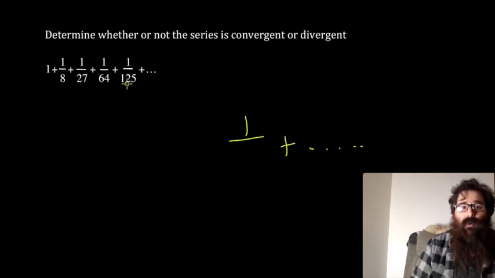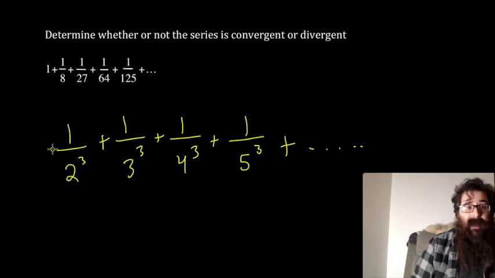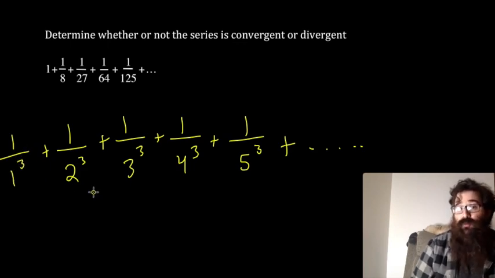But 1 over 125 is 5 times 5 times 5, or that's 5 cubed. 1 over 64 is 4 times 4 times 4, which is 4 cubed. 1 over 27 is 3 times 3 times 3, which is 3 cubed. 1 over 8, we know 8 is 2 cubed. And 1, if I want to, I could actually write this as 1 over 1 cubed. It's not incorrect, it's true.